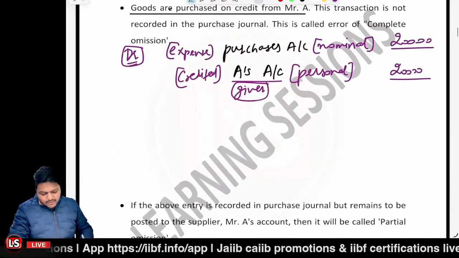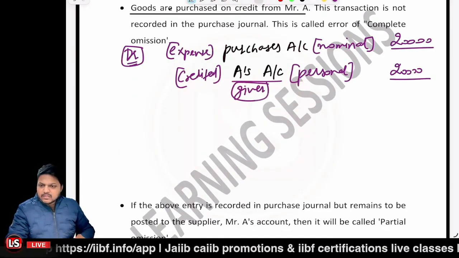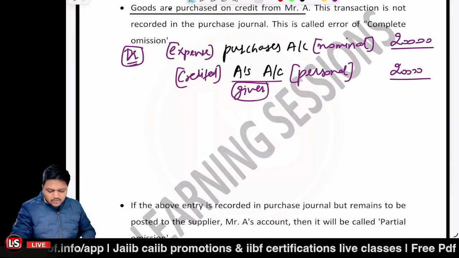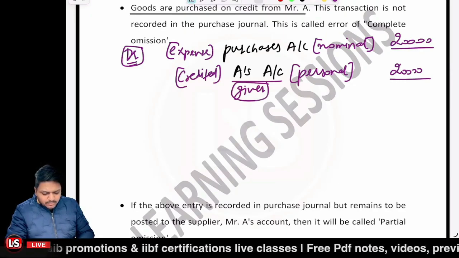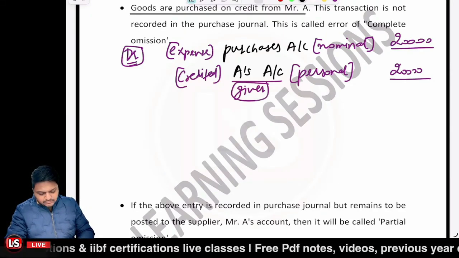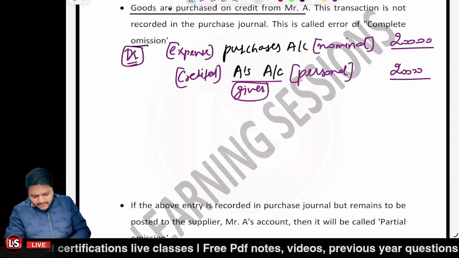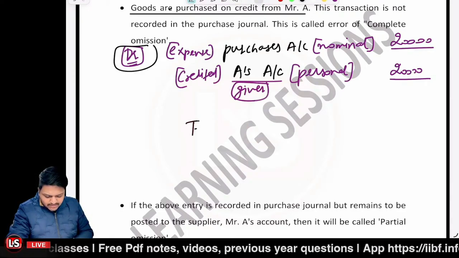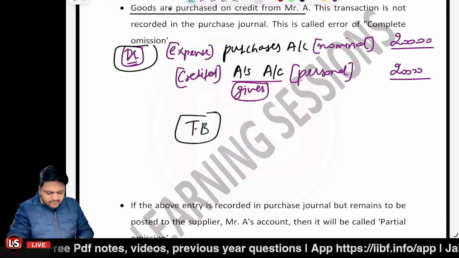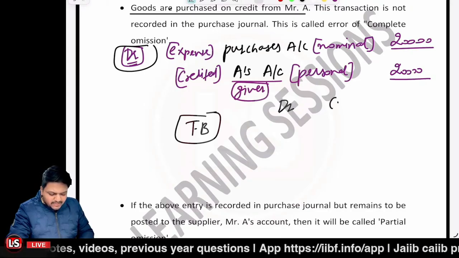But let's say we recorded it in A's account, but we forgot to post the entry into the purchases account. We have not recorded the debit. Which side will be more in the trial balance? In this scenario, if the trial balance is prepared, which side will be more? Debit side or credit side?